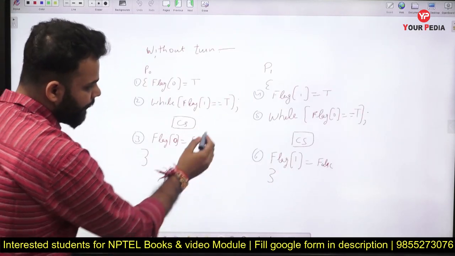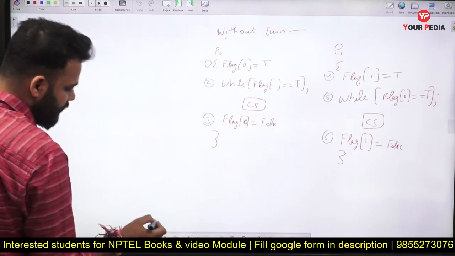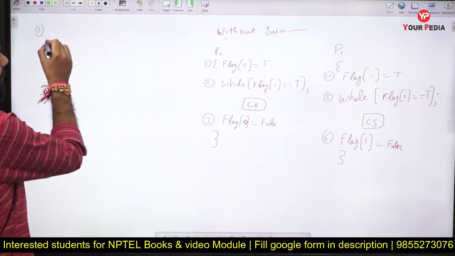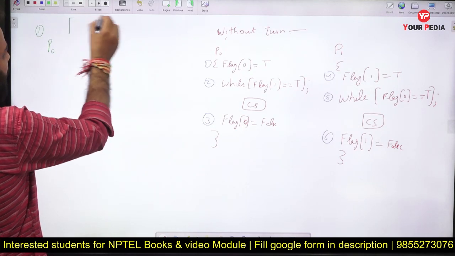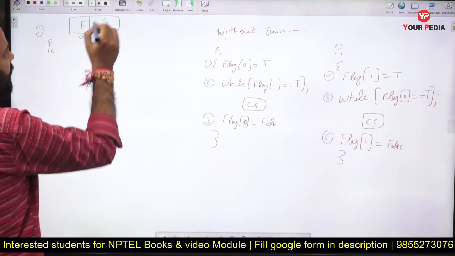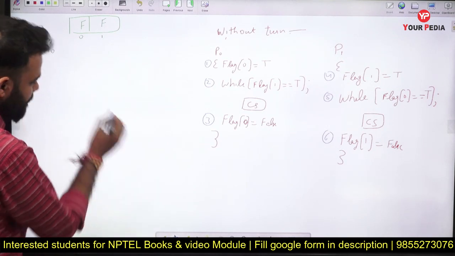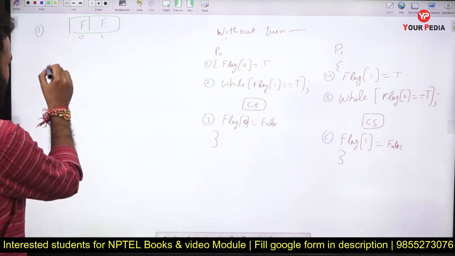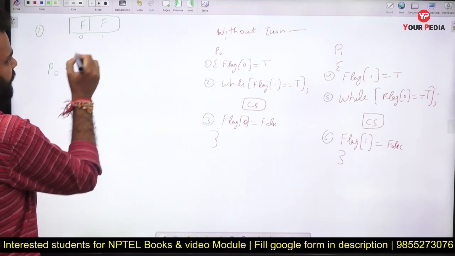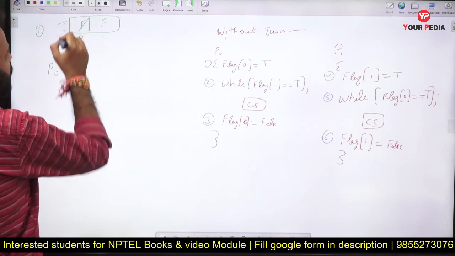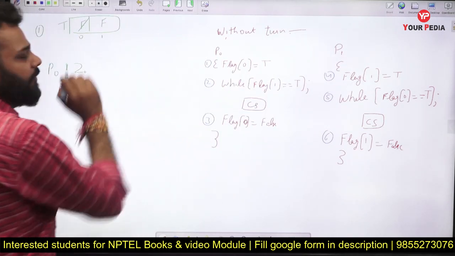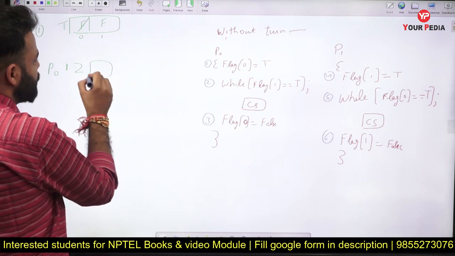So let's see. First we will look at mutual exclusion. For mutual exclusion, let's say that P0 comes, and flag of 0 and flag of 1 are both false. Now P0 comes, it makes the flag 0 value true, and at the second condition, flag 1 equal to true is false, so it will enter the critical section.